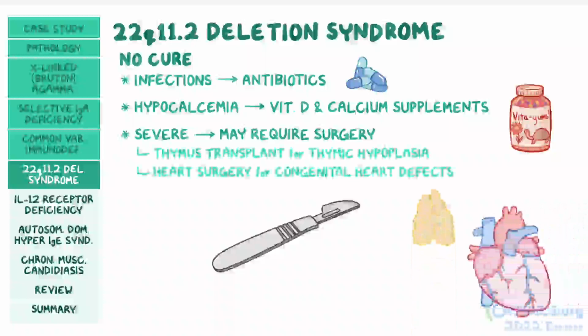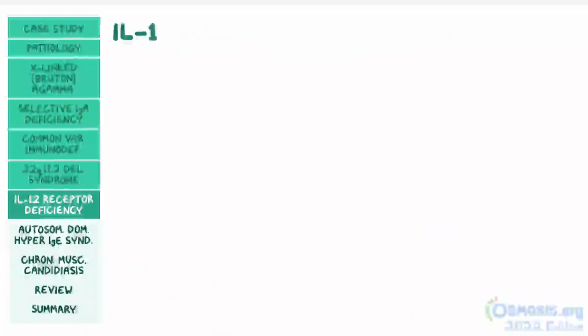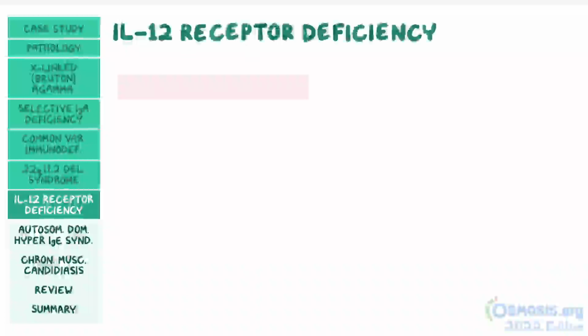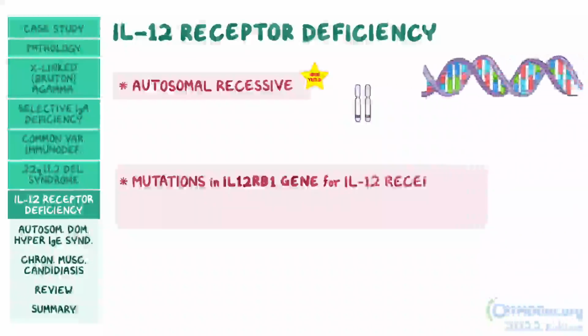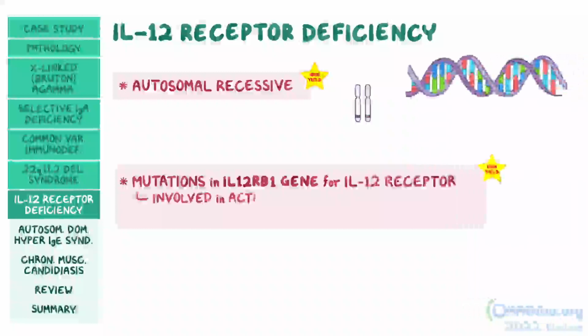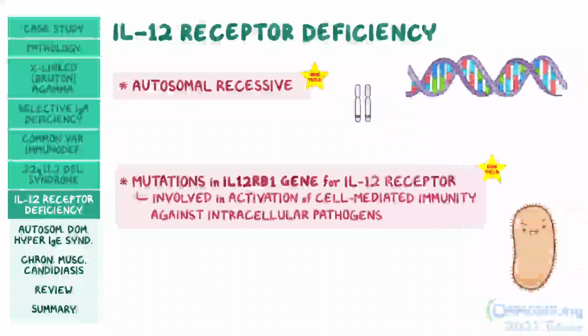Another T-cell disorder is IL-12 receptor deficiency. This is an autosomal recessive disease caused by mutations in the IL-12RB1 gene that codes for the interleukin or IL-12 receptor, which is normally involved in the activation of cell-mediated immunity against intracellular pathogens. Long story short, here's what you need to know.